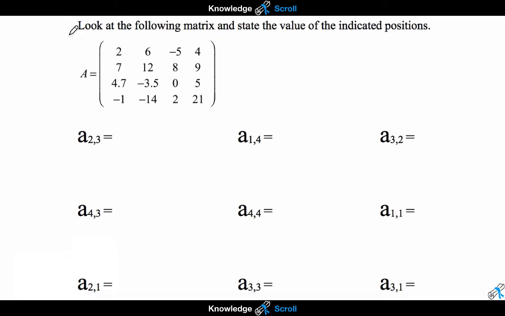The first one is position A23. We're looking for the element that lies in the second row, third column. Therefore, that element is the number 8.